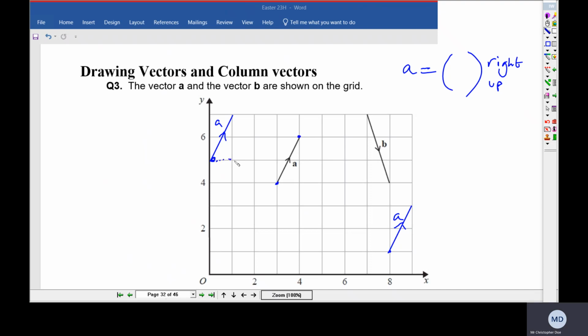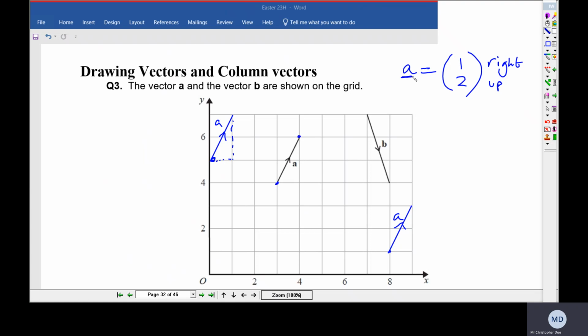I'm going along and up. How far along do I go? Is it +1 or -1? If I'm going to the right, it's +1, and then I'm going up 2, so is it +2 or -2? Right, so you could be asked to describe it.